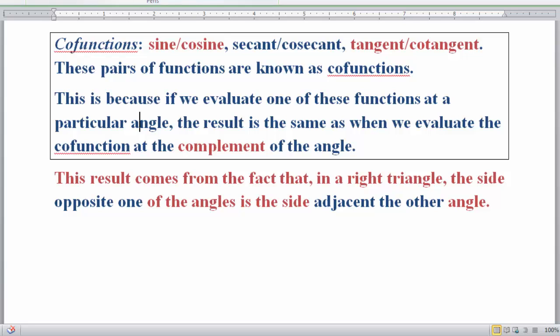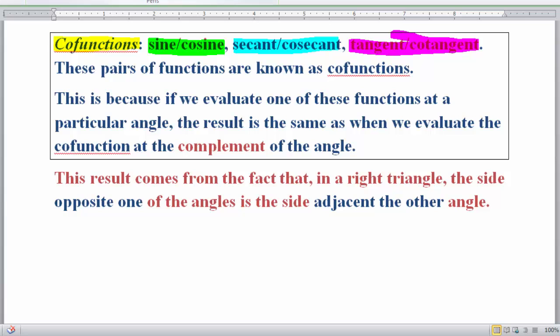Another minor topic which we touched on a little bit in earlier videos but never quite formalized was this idea of cofunctions. Sine and cosine, secant and cosecant, and tangent and cotangent, those pairs of functions are what are called cofunctions, right? They're known as cofunctions because if you evaluate one of those functions at a particular angle, the result is the same as when the cofunction is evaluated at the complement of the angle.